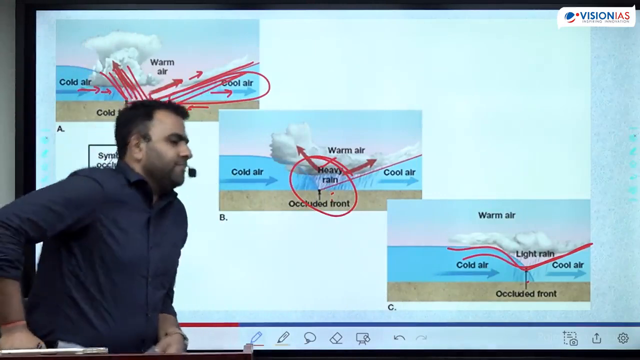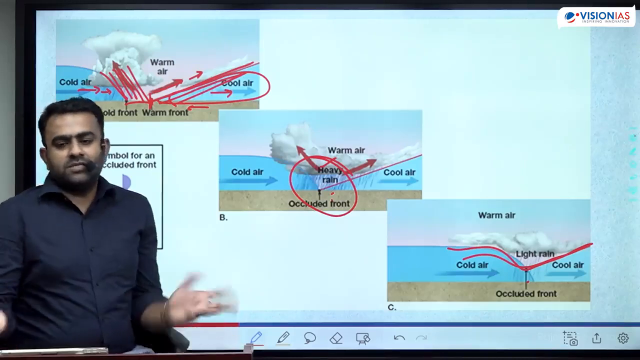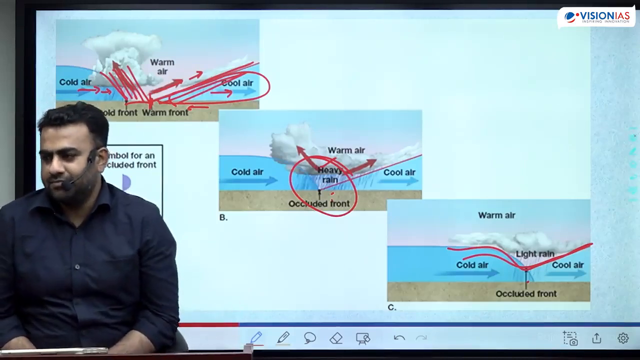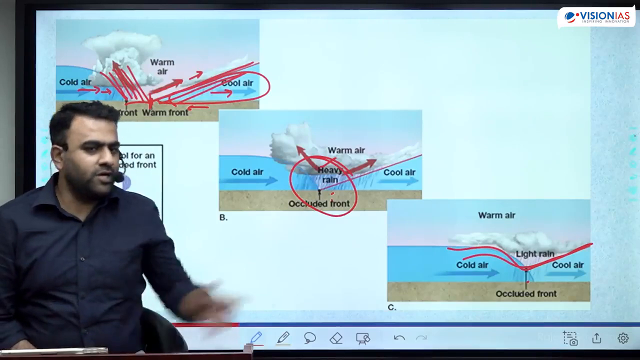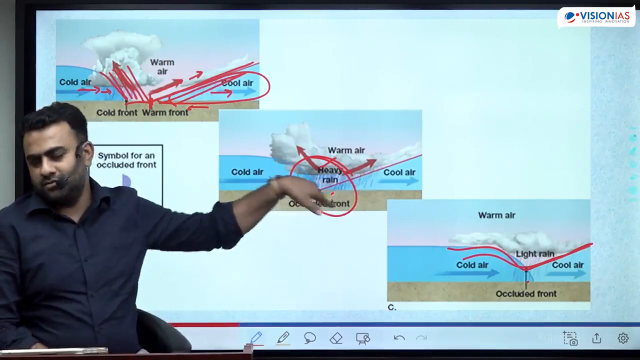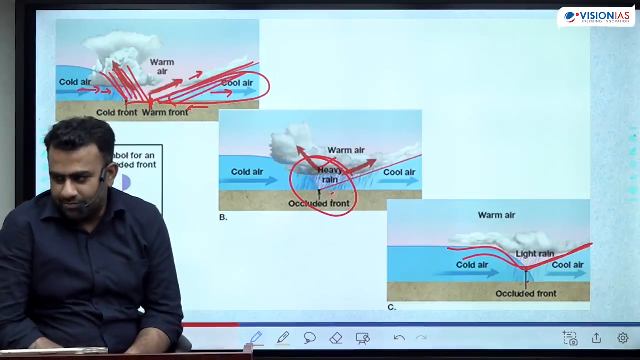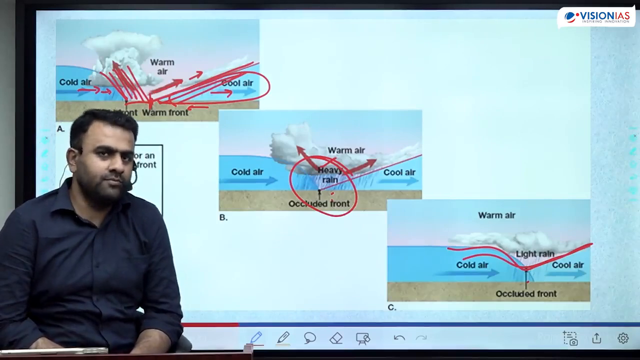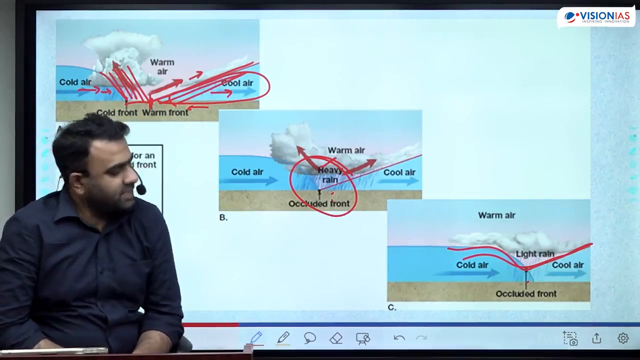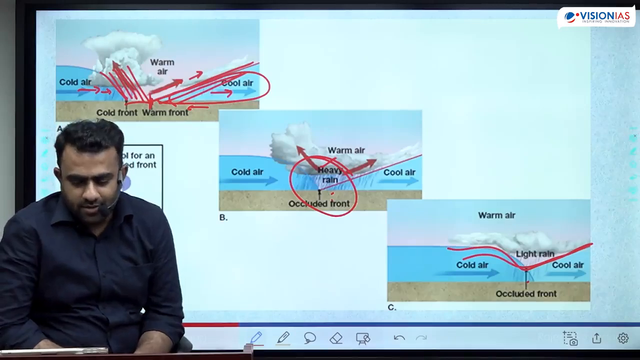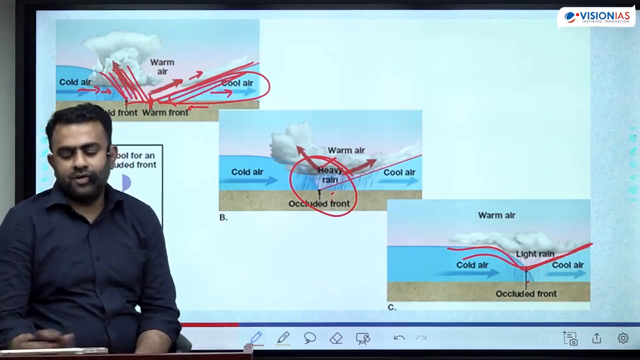Frontolysis happens like this. Frontolysis is where there is no front existing. The front has completely ended, right? Cold air has come from below and occupied completely, pushing out the warm air. There is no more front left. Everywhere it is cold air only. This is called as occluded front. So write about this.